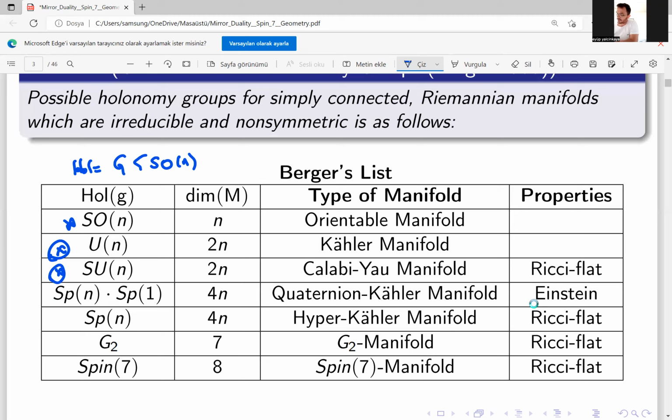We mentioned this one is the quaternion Kähler and the hyperkähler. This is out of our talk, and G2 and spin 7 are interrelated to each other, an 8-dimensional and a 7-dimensional object. We covered this one before.